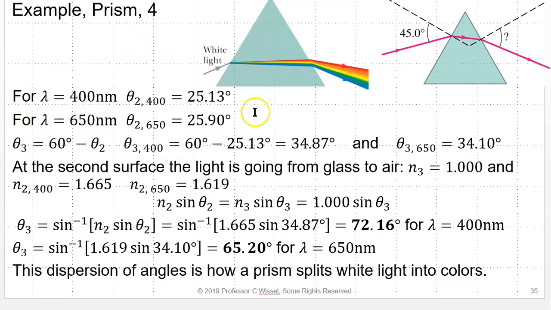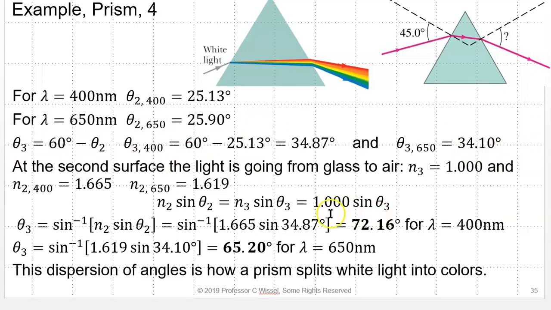Now we know that theta 3 is 60 degrees minus theta 2. For 400 nanometers, we take the theta 2 value and apply it to that formula, and we come up with 34.87. Similarly, for the 650 nanometers, we apply this formula again, and we come up with 34.10.